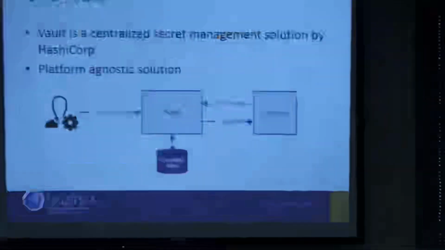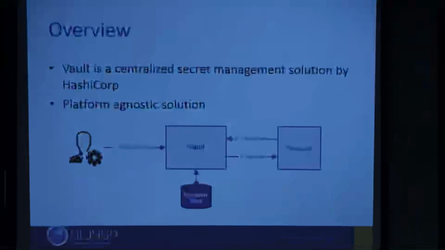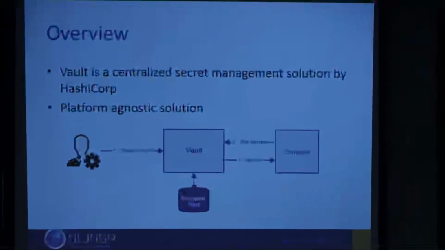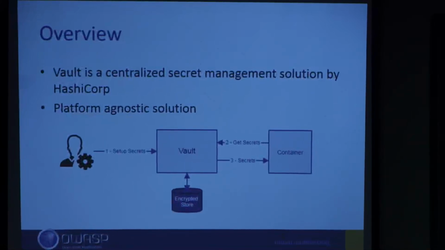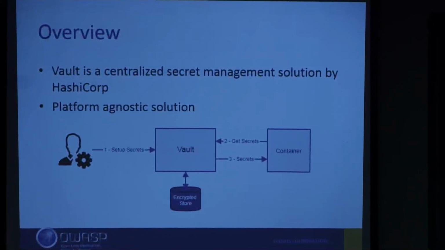Okay, next we are going to talk about HashiCorp Vault. That is basically a centralized secret management solution provided by HashiCorp. One good thing about this solution is that it is platform agnostic, so you can use it with any of your current existing infrastructure.